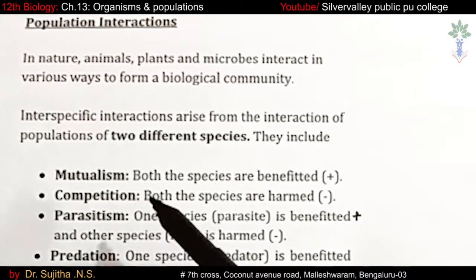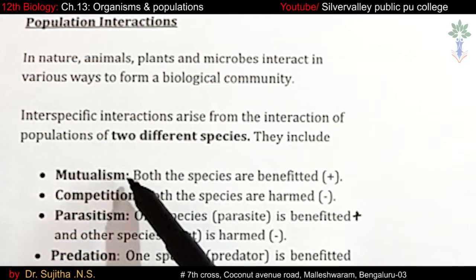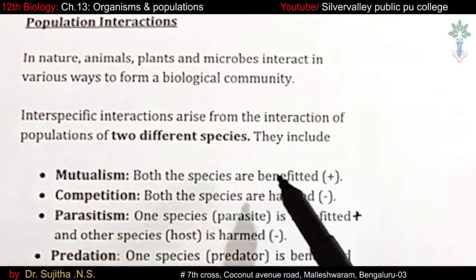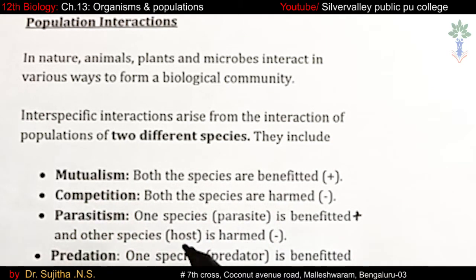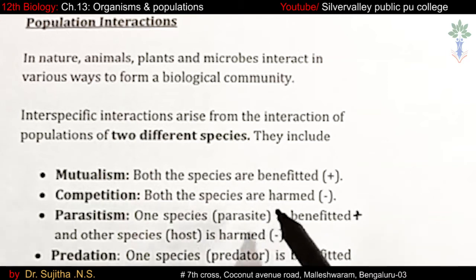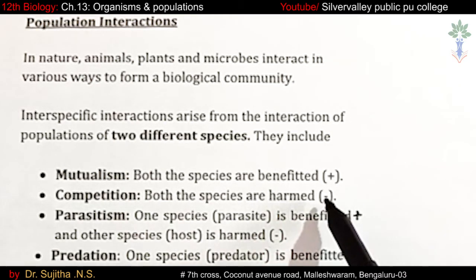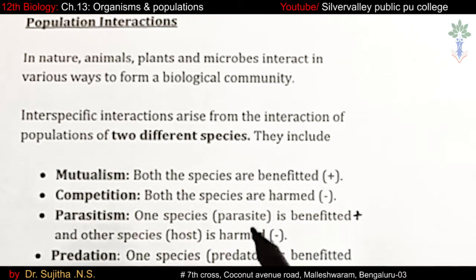First let's discuss what is mutualism. Mutualism is an interspecific interaction where both the species are benefited. Since both the species are benefited, we are representing it with a plus sign. Competition is an interspecific interaction where both the species are harmed. Since both the species are getting harmed, we are representing both the species by a minus sign.